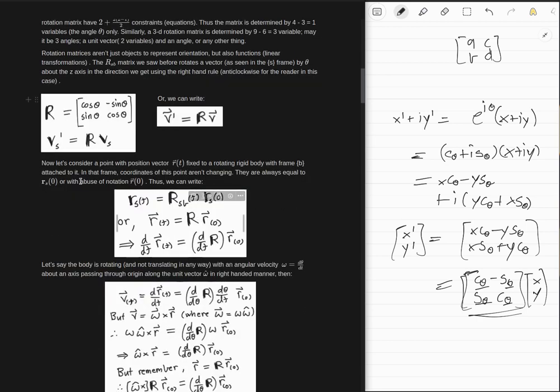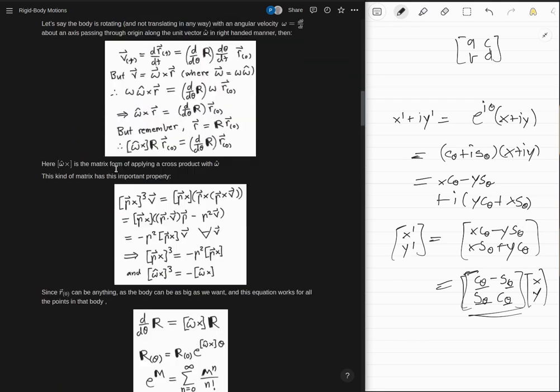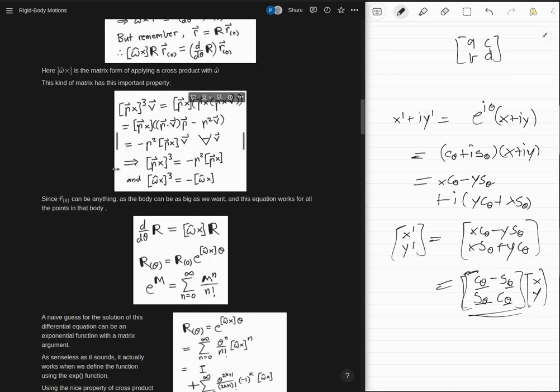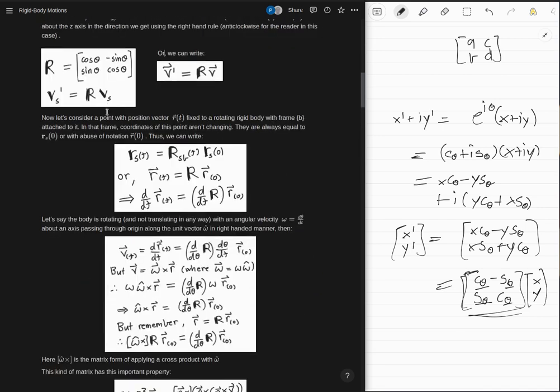Okay, now let's consider a point with position RT. Oh, so this is getting into the rotation matrix derivation stuff. Fine, so we are doing it for 3D, I guess. So now let's consider a point with position vector RT fixed to a rotating rigid body with frame B attached to it.